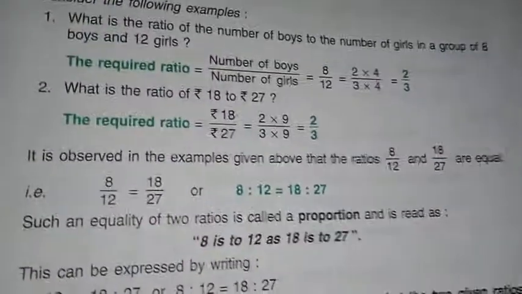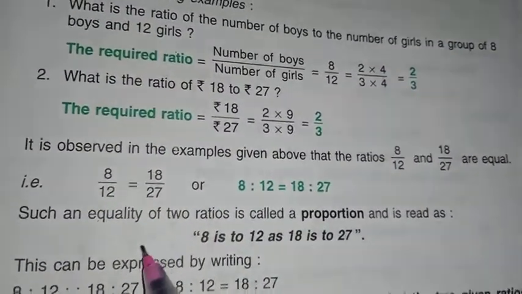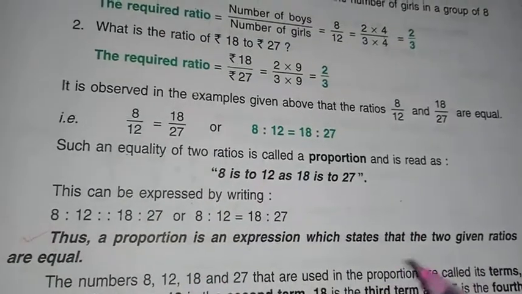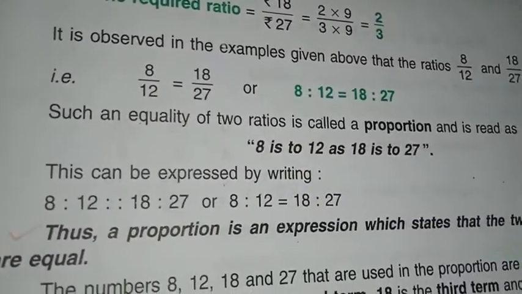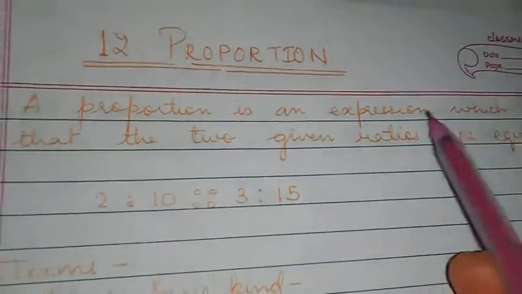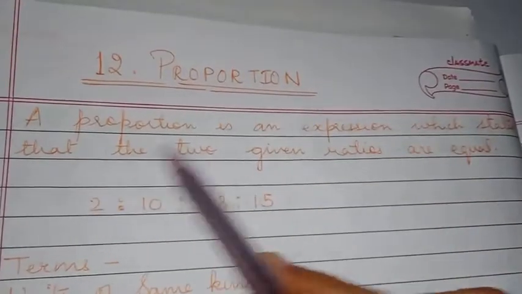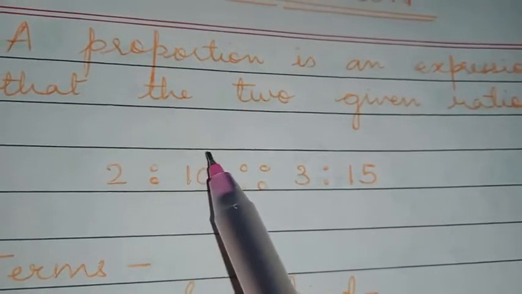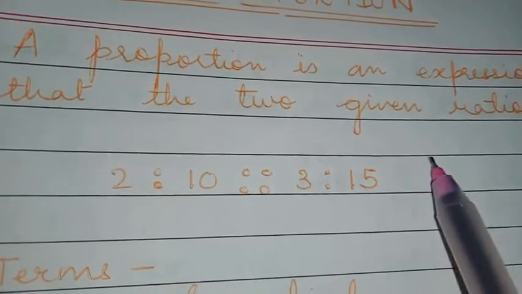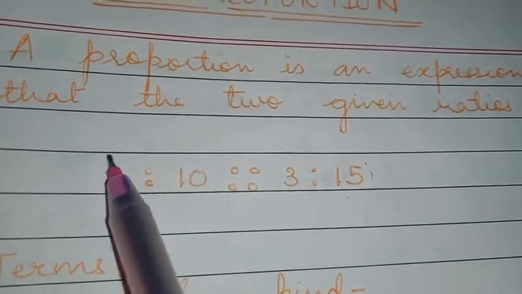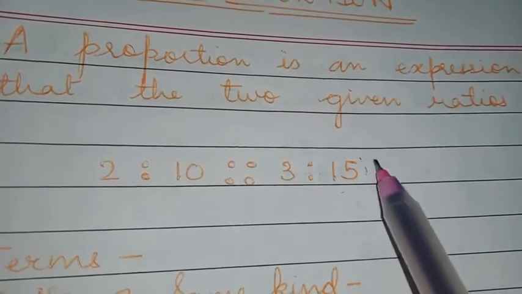Now let's see what exactly is proportion. A proportion is an expression which states that two given ratios are equal. Now, we have taken an example of these two ratios. Two ratios are 2 is to 10 and 3 is to 15.